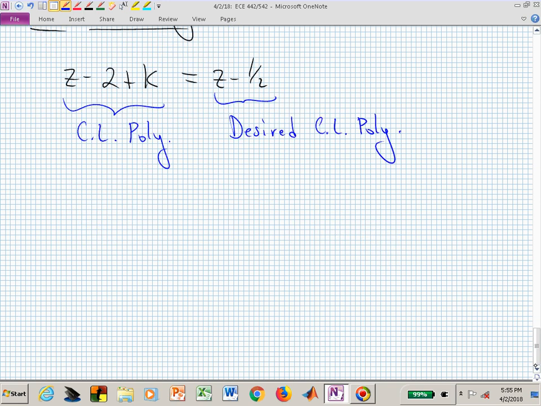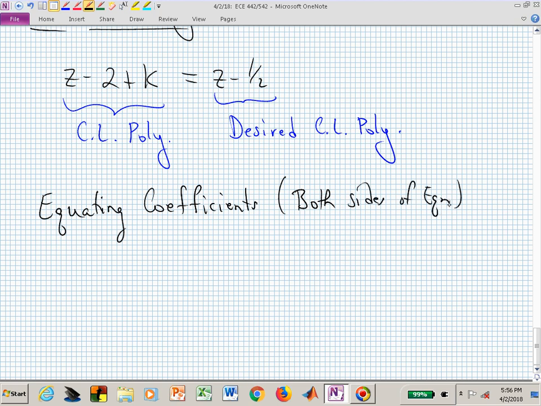And the way that we can now solve for k, although you already know what k is based on the previous thinking process, but making this more of a procedure, now we can say, well, let's just equate the coefficients on both the left-hand side and the right-hand side and solve for the unknowns. In this case, we only have one unknown, but in general, we might have more. So equating coefficients on both sides.